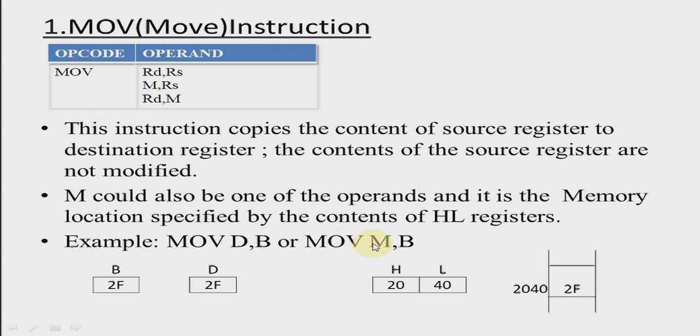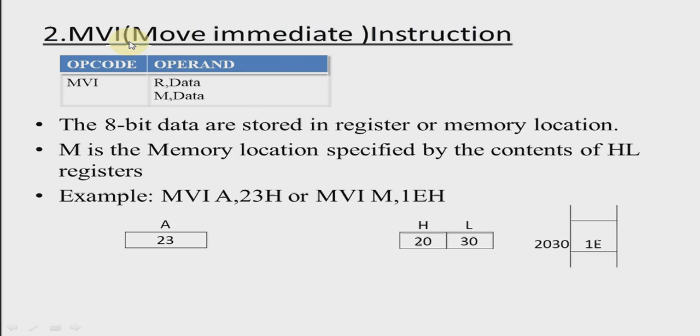Now the second example is MOV M, B. In this example, we intend to copy the content of B register to the memory location. Now what is the memory location? The content of HL register. Suppose my H contains 20 and L contains 40. So the HL register pair content will become 2040. So the content of B will be copied to the memory location pointed to by the HL pair, that is 2040. So 2040 will have the content of B register. What is the content of B register? That is 2F.